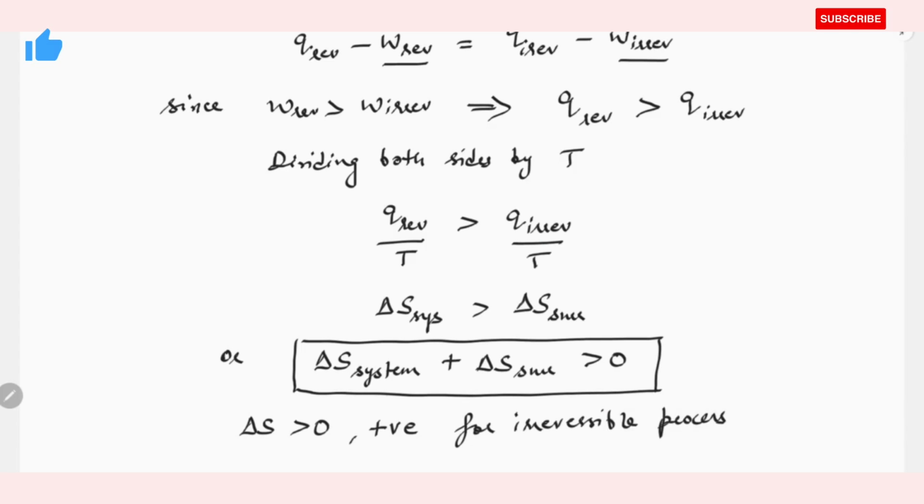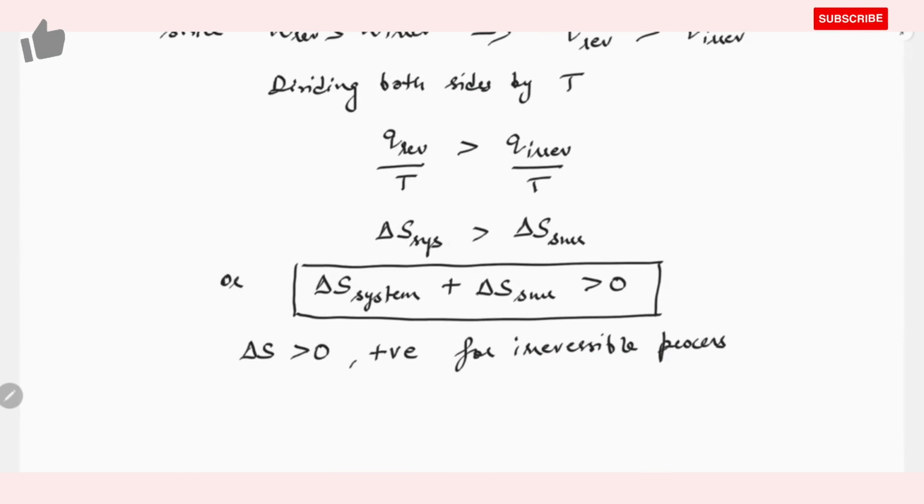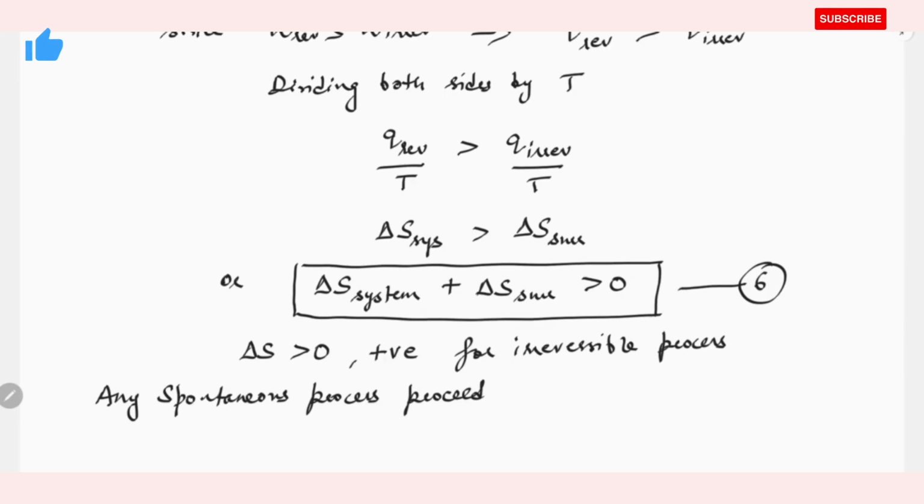From this equation number 6, we can say that any spontaneous process proceeds with a net increase in entropy. That is, whenever the process is spontaneous, the entropy is bound to increase.